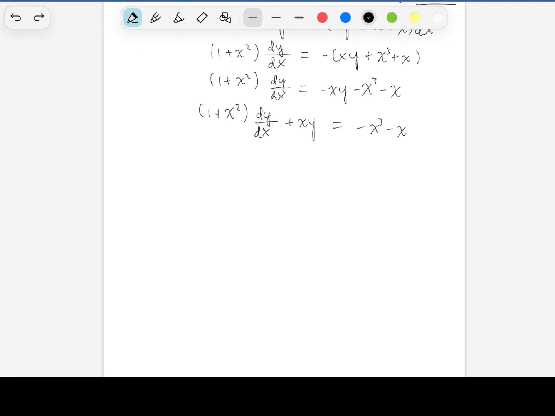Now it's finally time to divide everybody by the pesky 1 plus x squared, because we want dy/dx to be by itself. So we have dy/dx plus xy over 1 plus x squared equals negative x cubed minus x over 1 plus x squared. And let's rewrite dy/dx as y prime plus x over 1 plus x squared y. This way we can see our p of x very clearly.